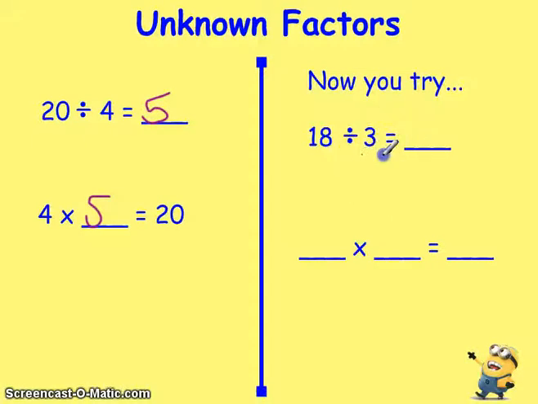I'm going to take my divisor 3 to be one of my factors, and my dividend 18 will be my product. So I need to think about what times 3 equals 18. Hopefully you found the answer, and that is 6. So 18 divided by 3 equals 6.